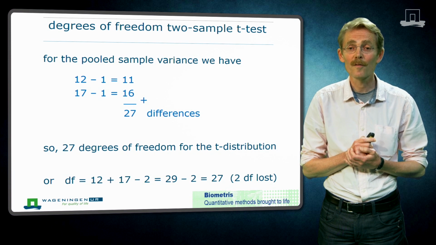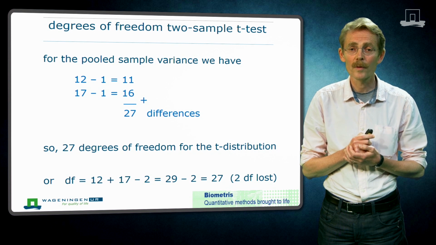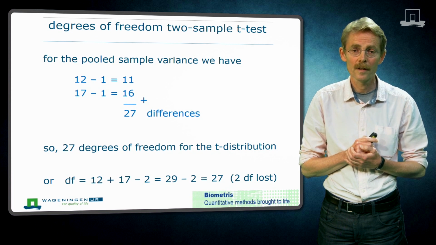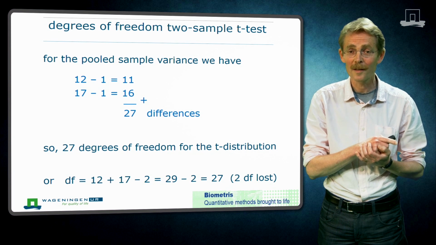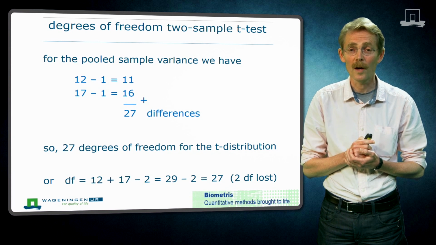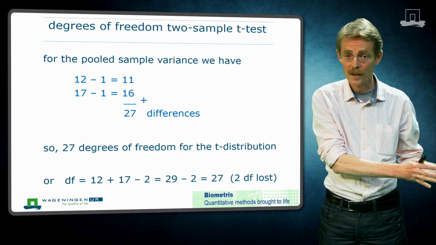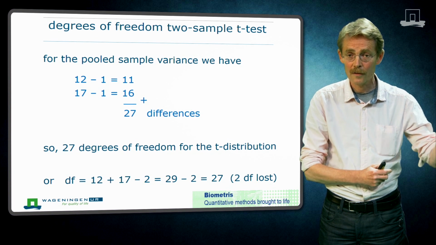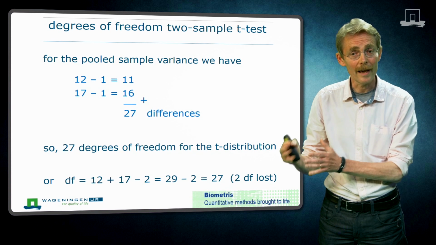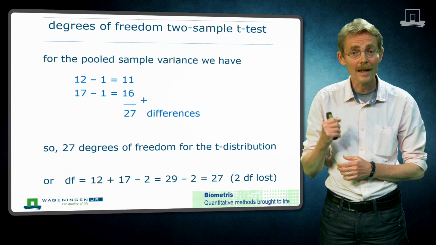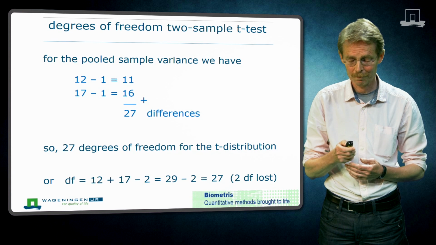Actually, the total number of observations is 12 plus 17, 29. And we say that we lose 2 degrees of freedom here because we have to replace mu1 by y bar 1 and mu2 by y bar 2, which is the reason that the differences add up to 0 in the one sample. There we lose 1 degree of freedom. And they also add up in the other sample, and there we lose another degree of freedom.